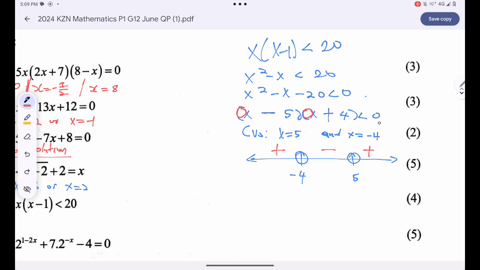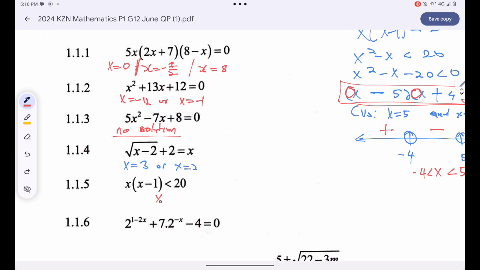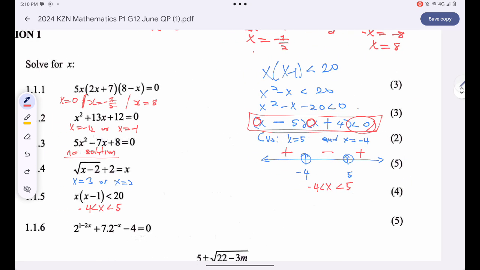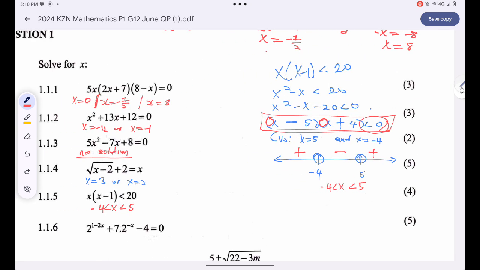But from this step over here, I'm looking for an answer that will give me something which is less than 0. Less than 0 is negative, right? Where do I see negative on my number line? When x is between negative 4 and 5. When x is between negative 4 and 5. That's where I can see the negative on my number line.